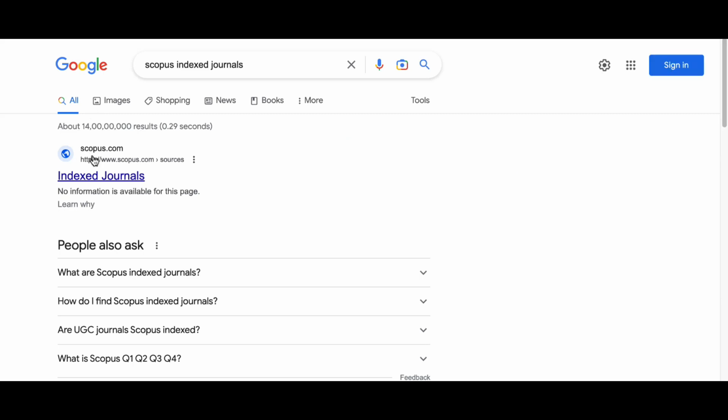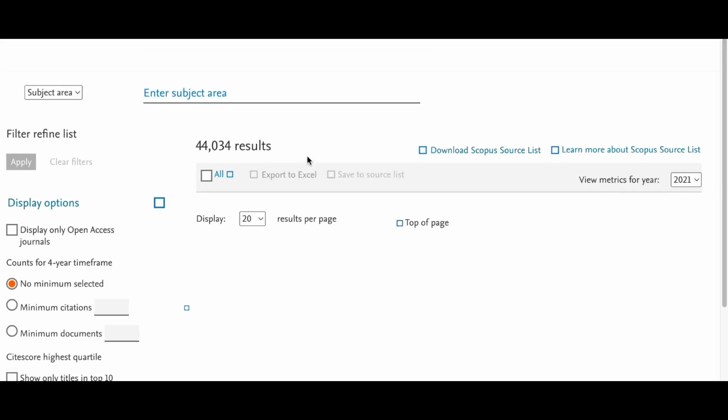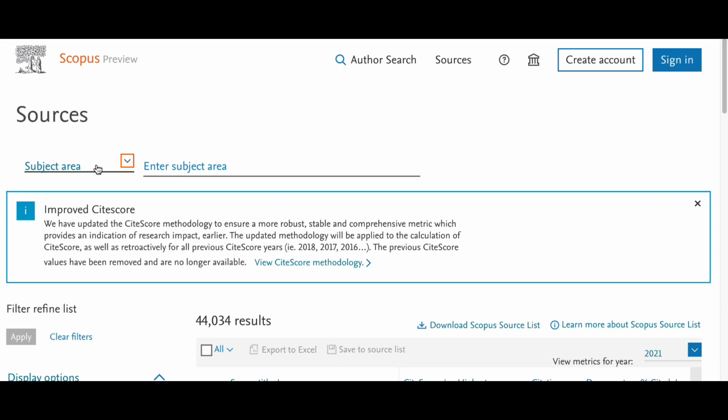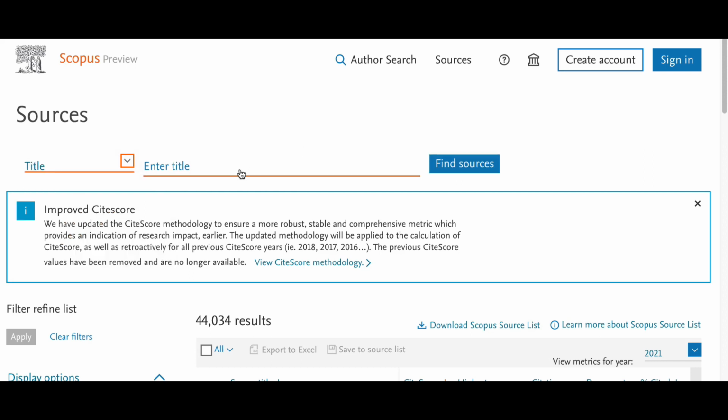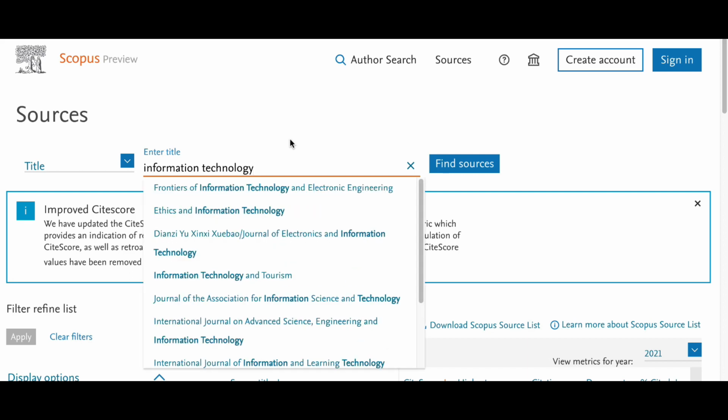You just need to go on the first link that you see and don't need to go for any fake website or any redirect. Just search for Scopus Indexed Journals, and when the Scopus website opens, you see that you can search a journal by the name of its title, publisher or ISSN. Let's see, if you go for the title and search for a journal by the name of Information Technology, let's see what we get here.